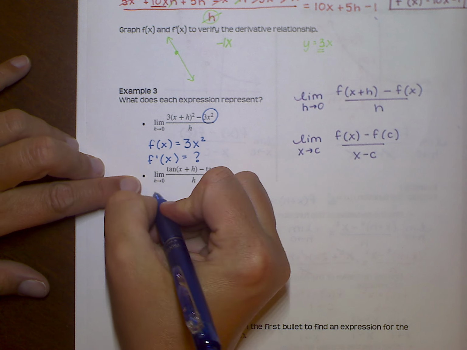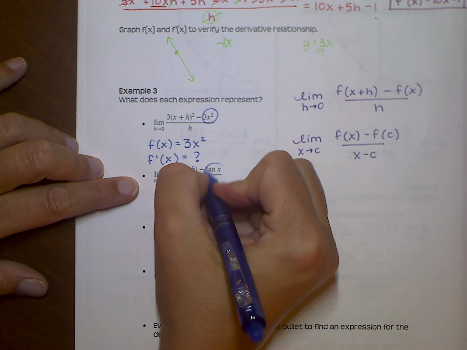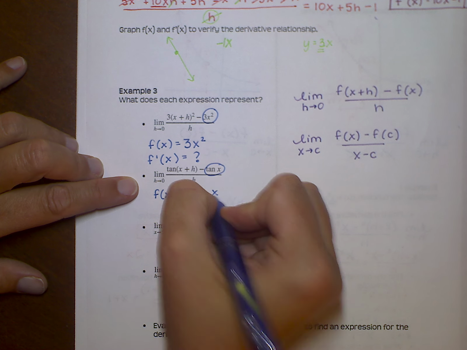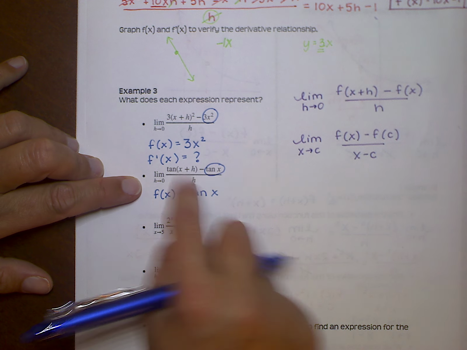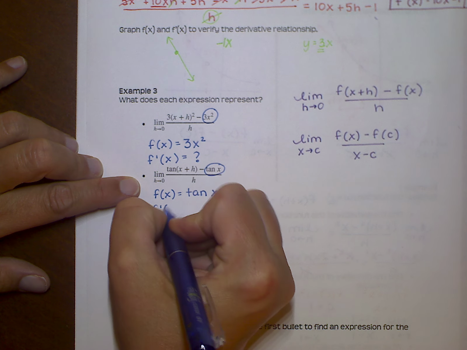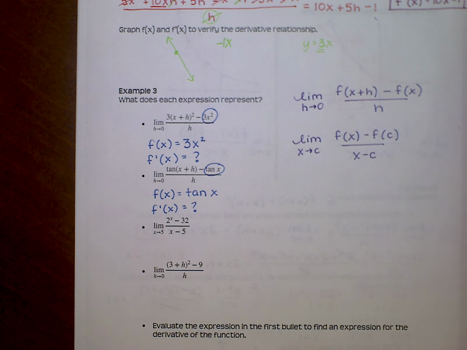The question is, what is the f of x? What function are they talking about? Well, the function would be tangent of x, right? And because it's a limit as h approaches 0, and this is a slope setup, the question I'm really asking you here, again, is what is the derivative? Okay?